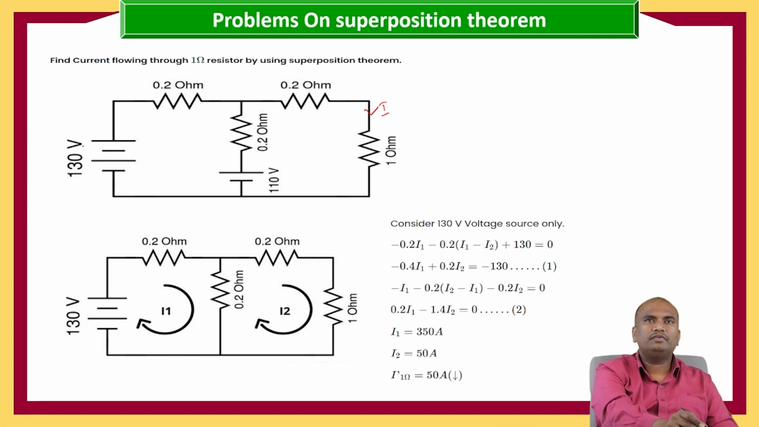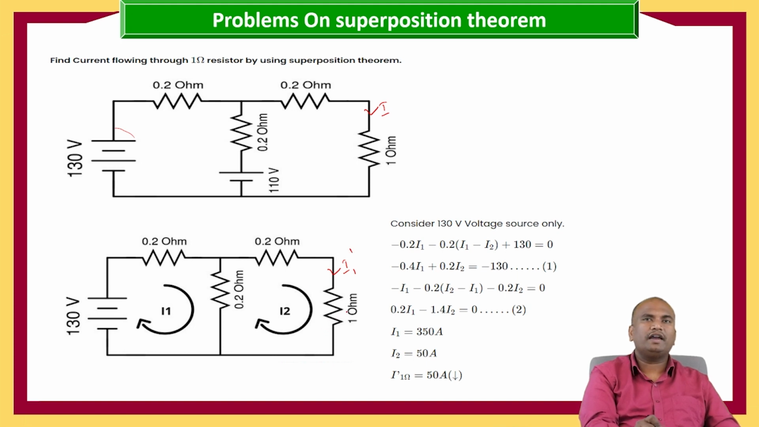So here, first we are considering the 130 volt source as acting and the 110 volt source as non-operating. That is nothing but 110 volts is replaced with a short circuit. So here we have the 130 volts, 0.2 ohms, 0.2 ohms, 0.2 ohms and 1 ohm. Now for calculating the current flowing through 1 ohm, let us consider this current as I1 dash.